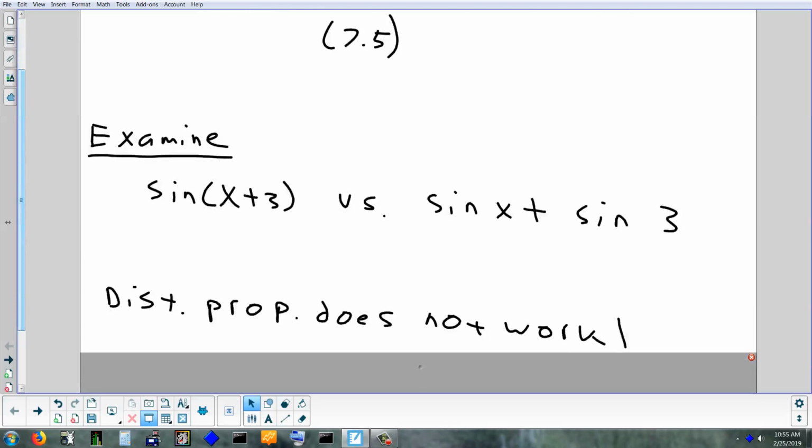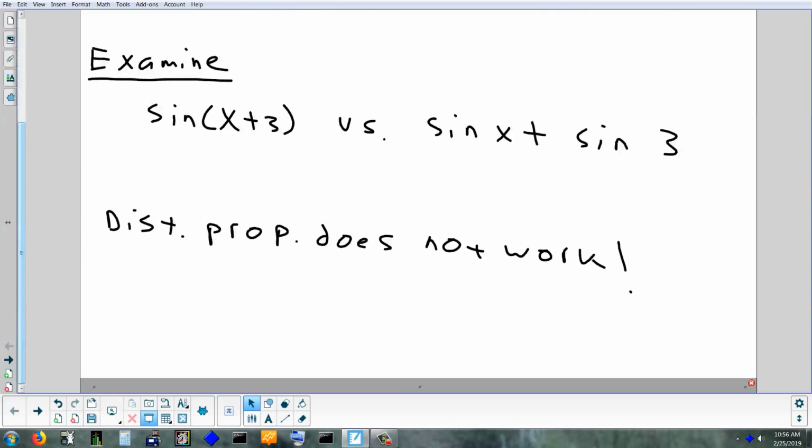If you wanted, you could graph what's on the left, graph what's on the right, and they look totally different. They don't match up at all. But I'm just going to save time and not graph them.